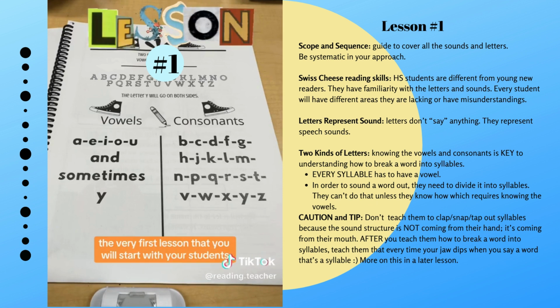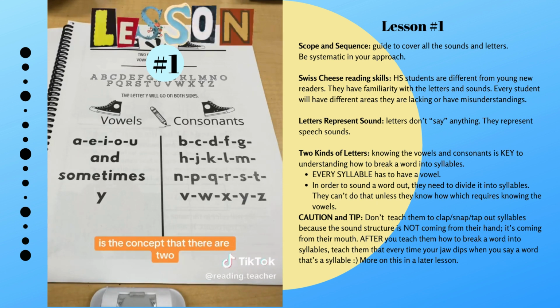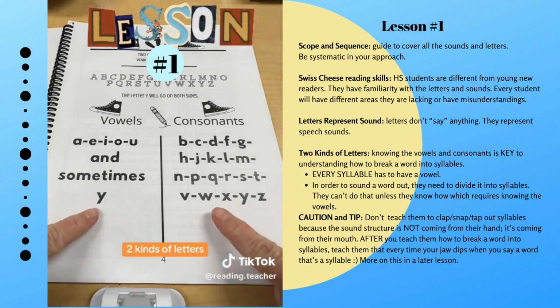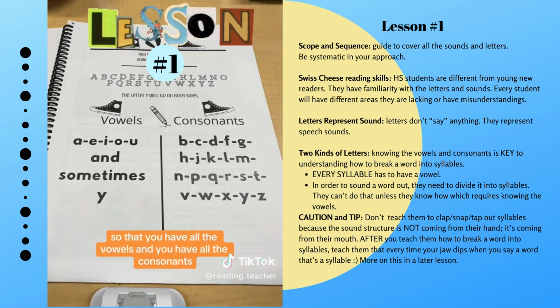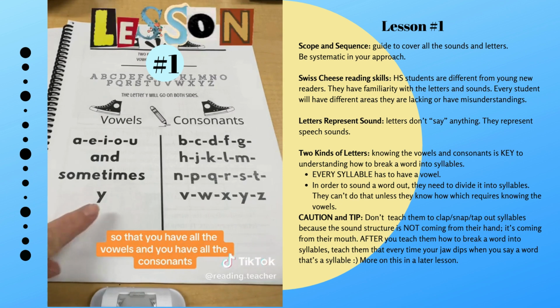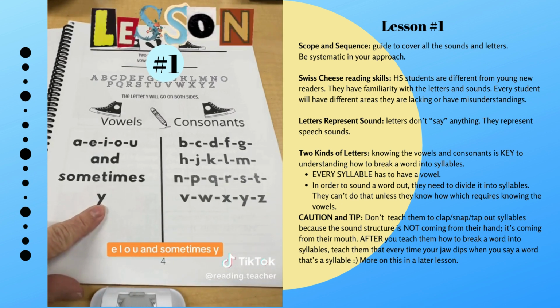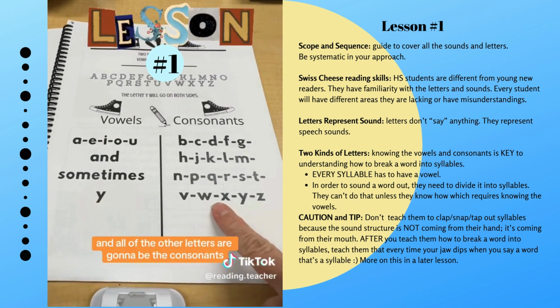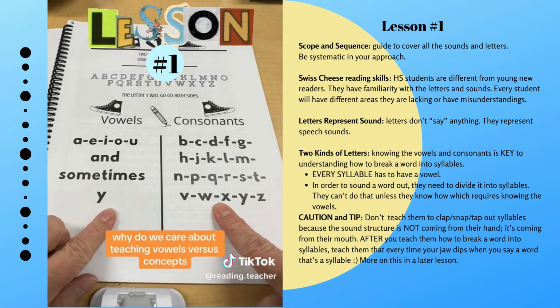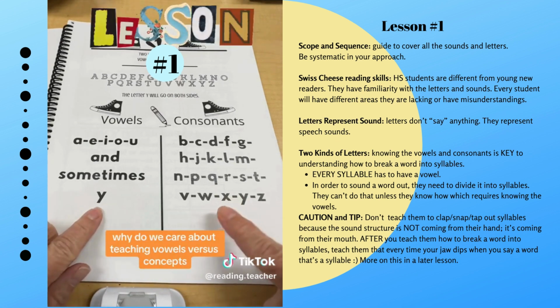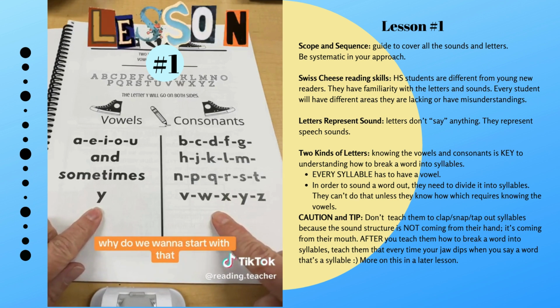The very first lesson that you will start with your students is the concept that there are two kinds of letters, so that you have all the vowels and you have all the consonants. All the vowels are A, E, I, O, U, and sometimes Y, and all of the other letters are going to be the consonants. Why do we care about teaching vowels versus consonants? Why do we want to start with that?